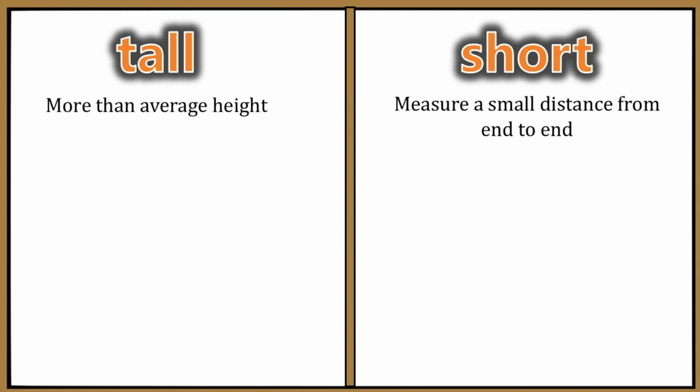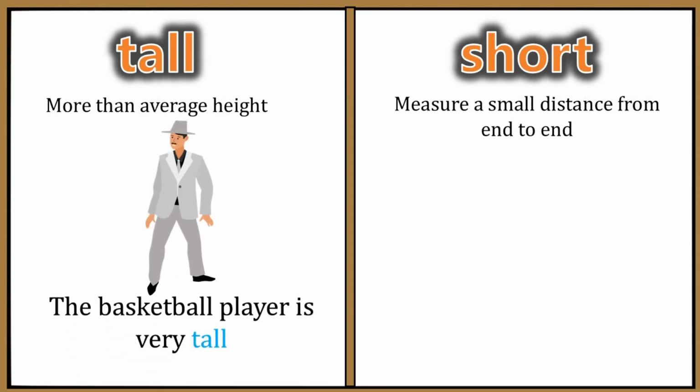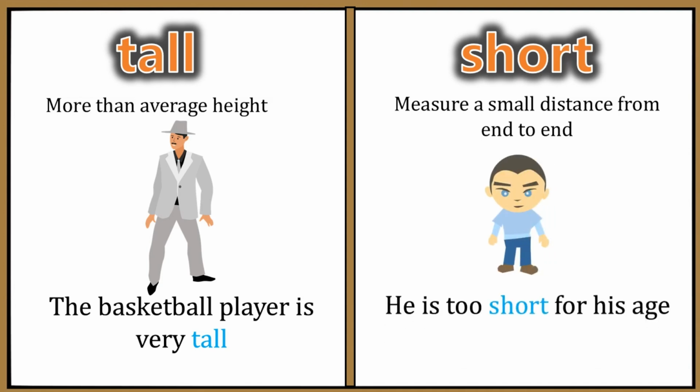Tall. More than average height. The basketball player is very tall. The opposite of tall is short, which means measuring a small distance from end to end. He is too short for his age.